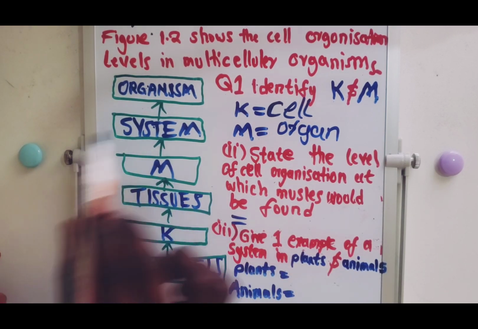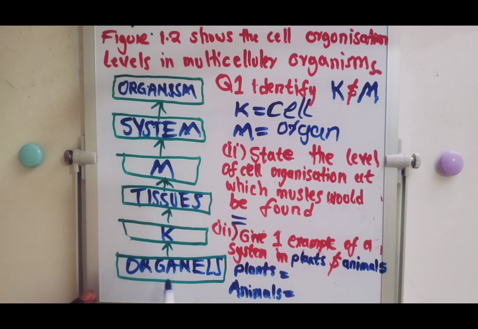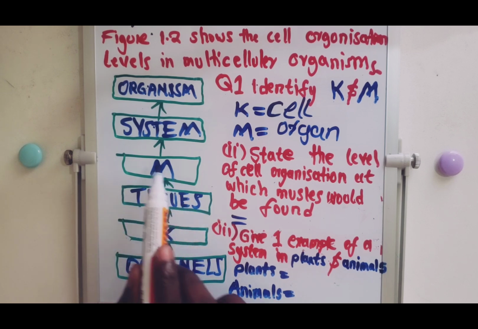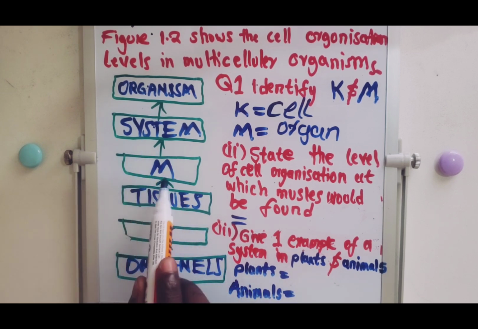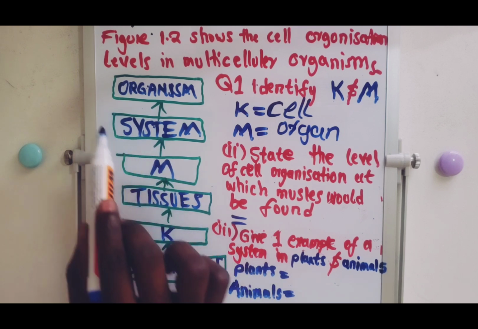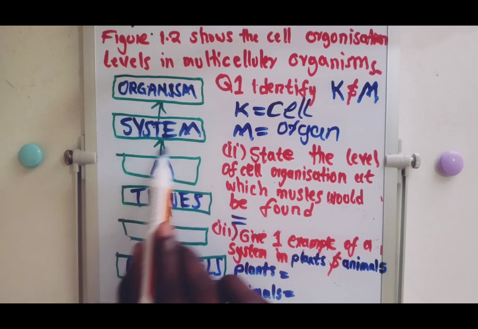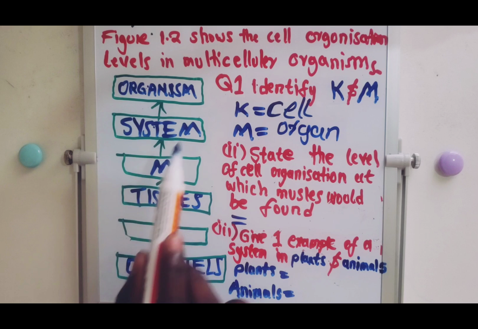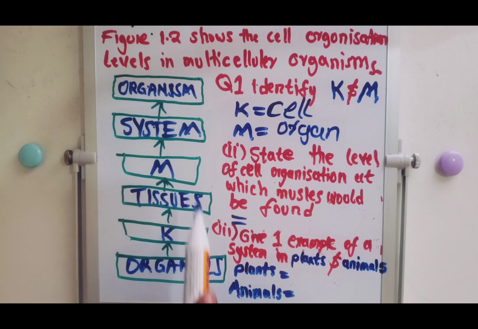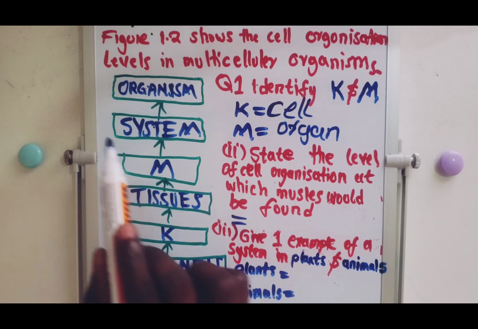So this you have to know and understand. Organelles, when they come together, they make up the cell. When cells come together, they make up tissues. When tissues come together, they make up the organ. When organs come together, they form the system. When systems come together, they form the organism. So these are the stages that are involved in the making up of an organism.